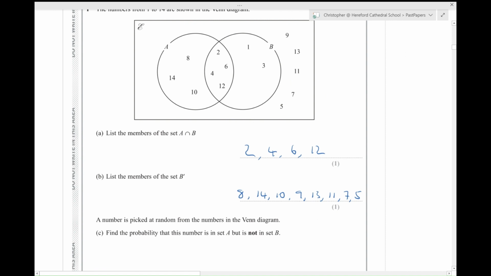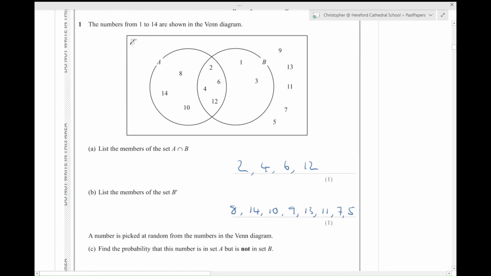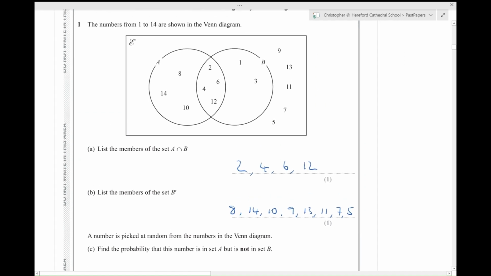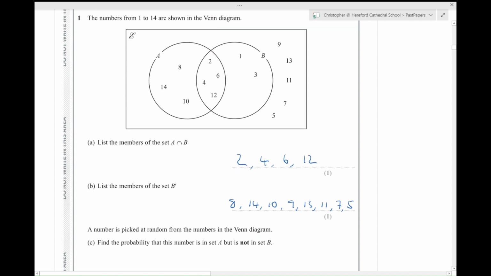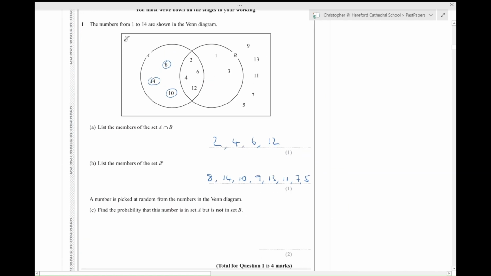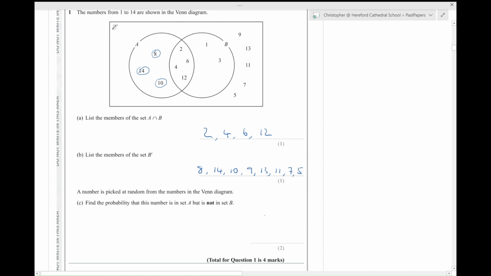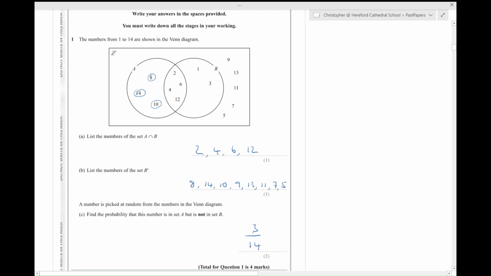A number is picked at random from the numbers in the Venn diagram. Find the probability that this number is in set A, okay, but not in set B. So the number of numbers which qualify for being in set A but not set B is 3 of them, and there are 14 numbers in total. And that is question 1.